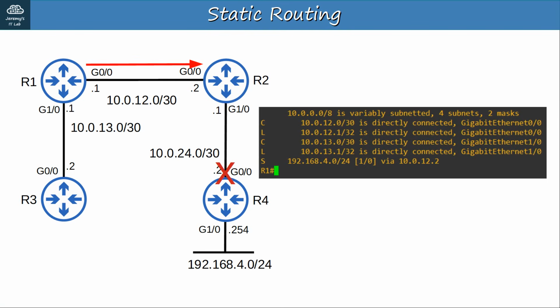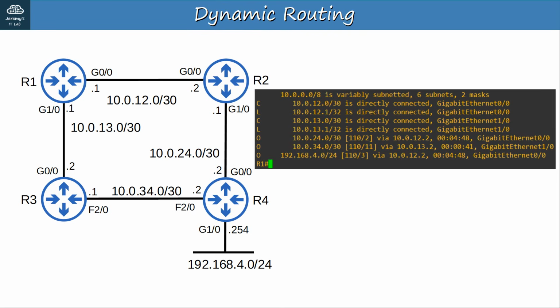Okay, so that's a benefit of dynamic routing. The router will remove invalid routes. However, we really should make sure there is a backup route, so instead of totally removing the destination network from the route table, it is replaced with the next best route. So I've added another connection between R3 and R4. Now R1 has two valid paths to R4's internal network, via R2 and via R3.